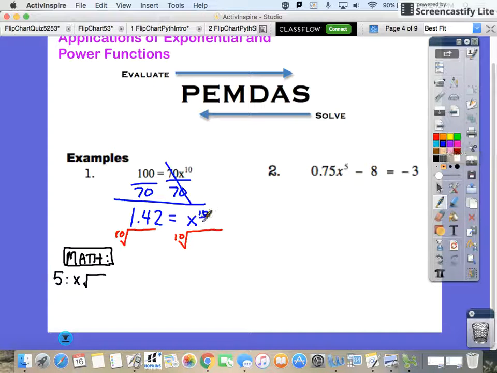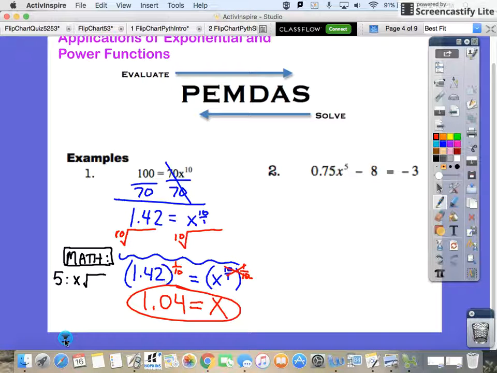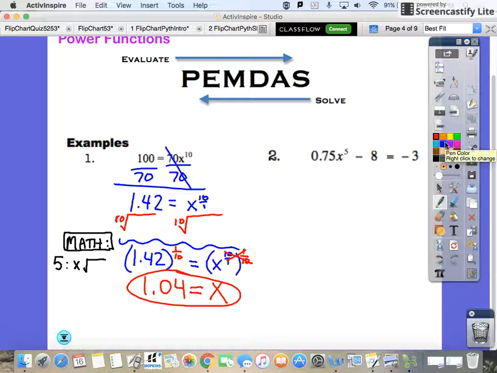So the power of 10 is like 10 over 1. So to solve, what I would do is I would raise both sides to the 1/10th power. Then what happens is these powers result in 1, so we have x equals 1.04. Remember, if you're not sure how to type that into your calculator, what you're going to want to do is type 1.42 caret 1 divide 10 and hit enter.